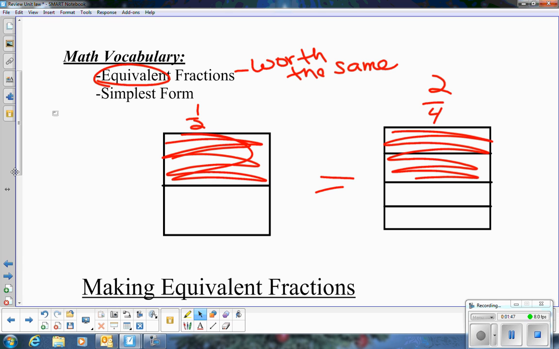Simplest form is essentially the smallest denominator and numerator that you can get. Smallest numerator and denominator. The lowest you can go. The simplest you can go.